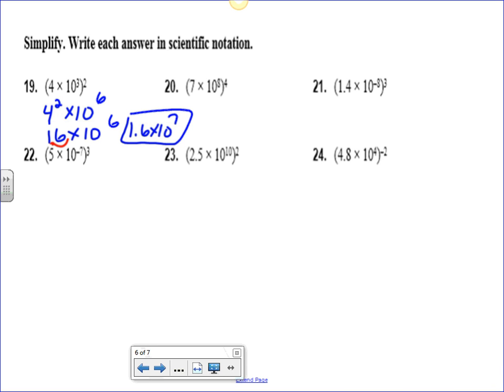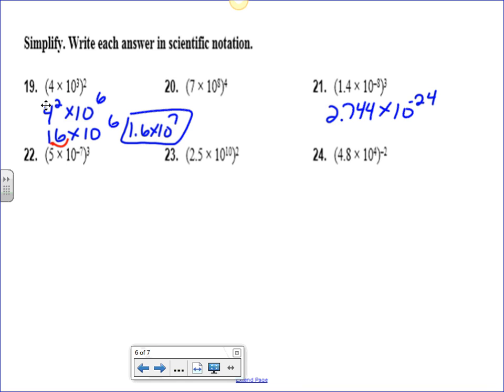Okay, so if you use a calculator and take 1.4 to the 3rd power, you should get 2.744, and then it would be times 10 to the negative 24th. That's what you should have gotten for that 21.